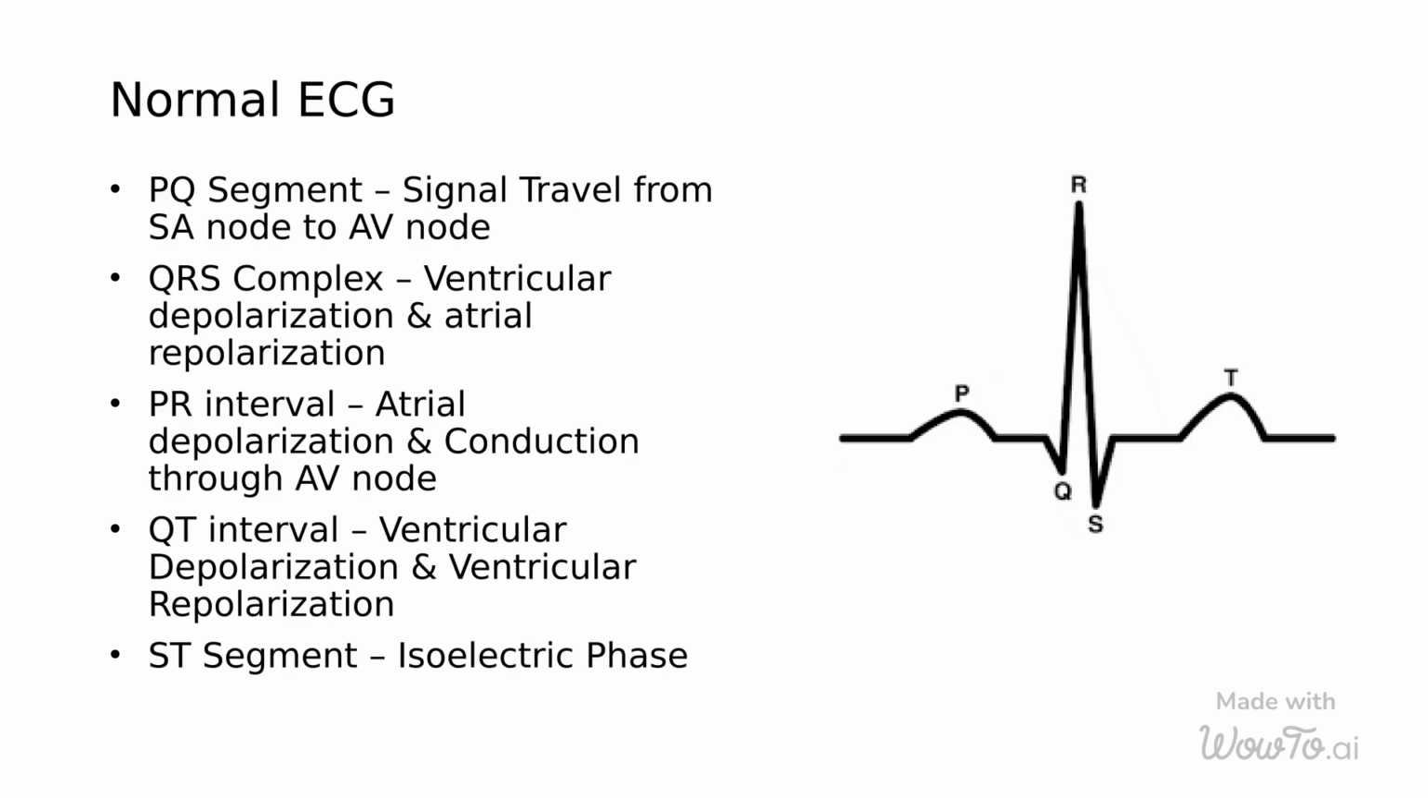The PR interval includes the time of atrial depolarization and the conduction of the electrical impulse through the AV node. It starts at the beginning of the P wave and ends at the start of the QRS complex. This interval helps assess the time taken for the electrical signal to travel from the atria to the ventricles.